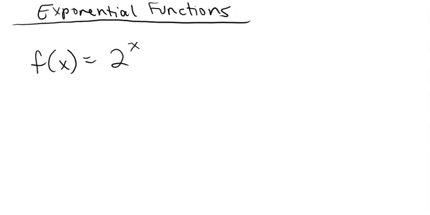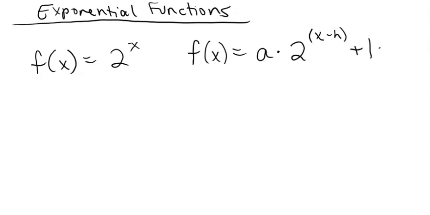In our lesson about exponential functions, we learned about transformations of exponential functions, and we also learned about growth and decay. We started with our transformations, and we used f of x equals 2 to the x as our parent function. And then we translated that function using a and h and k. So we had a times 2 to the x minus h plus k.